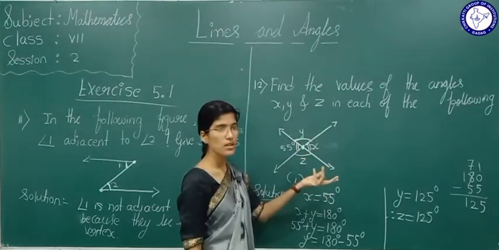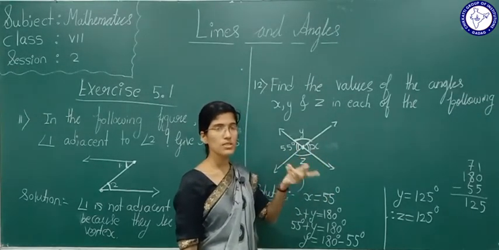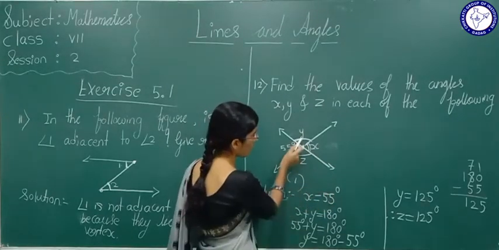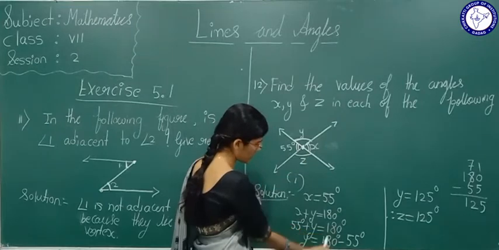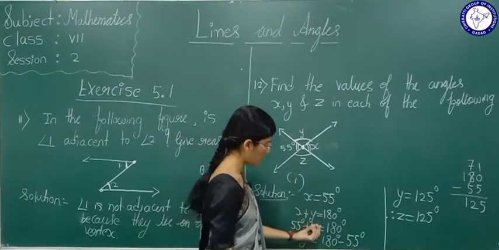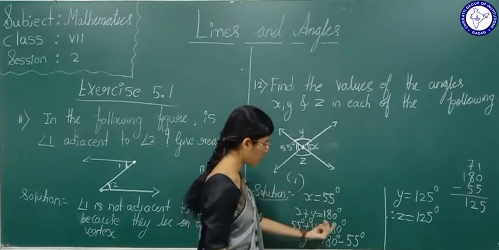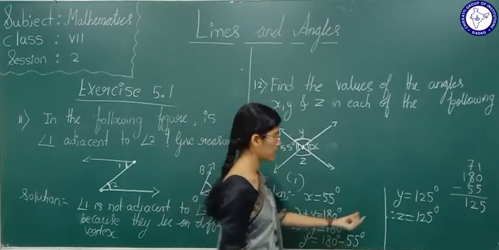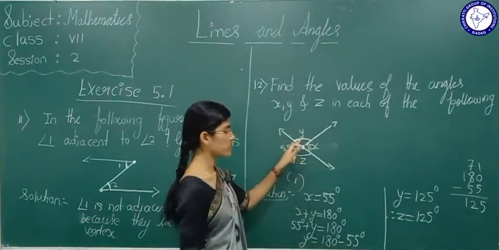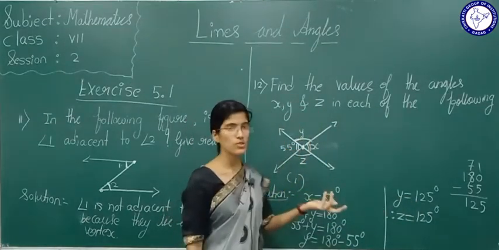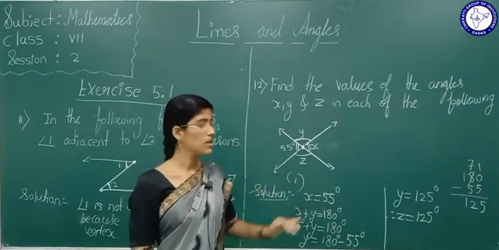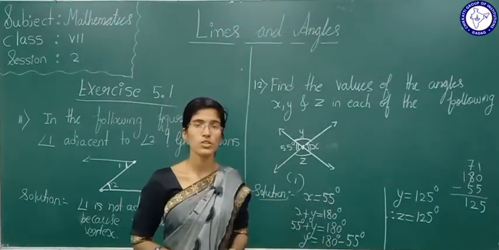Linear pair means if two adjacent angles sum to 180 degrees, at that time we are going to call it a linear pair. Y plus x is equal to 180 degrees. Now here x is 55 degrees, so y is equal to 180 degrees minus 55 degrees, which is y is equal to 125 degrees. If y is 125 degrees, then definitely z will also be 125 degrees because vertically opposite angles are equal. So this is the way we are going to solve this problem.